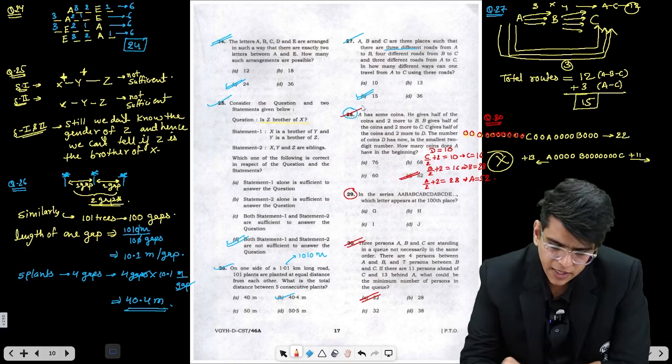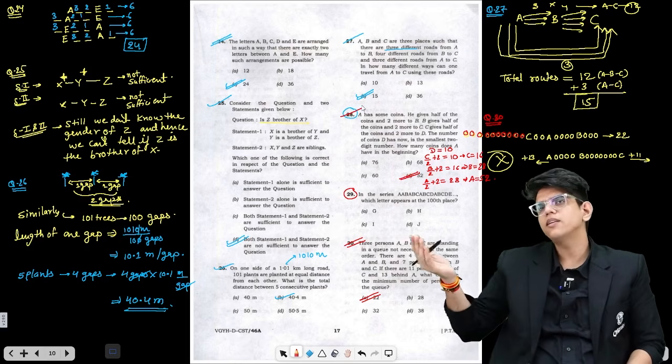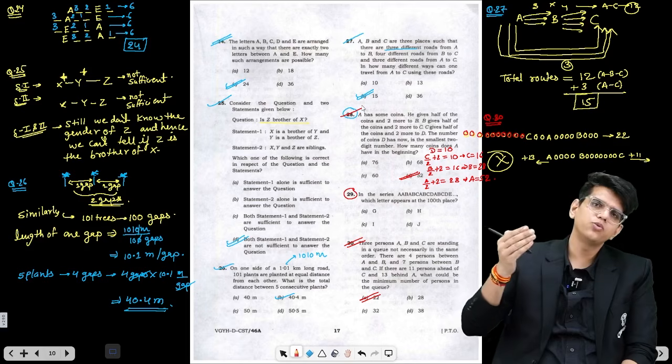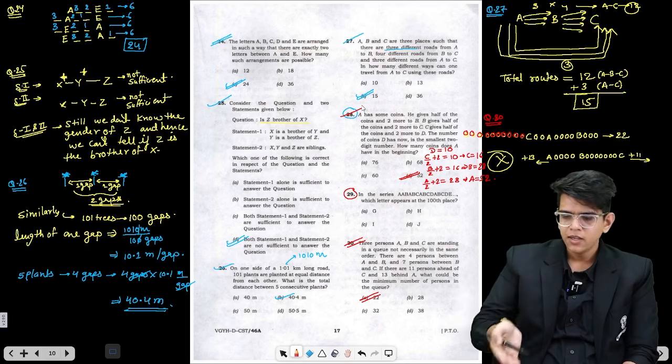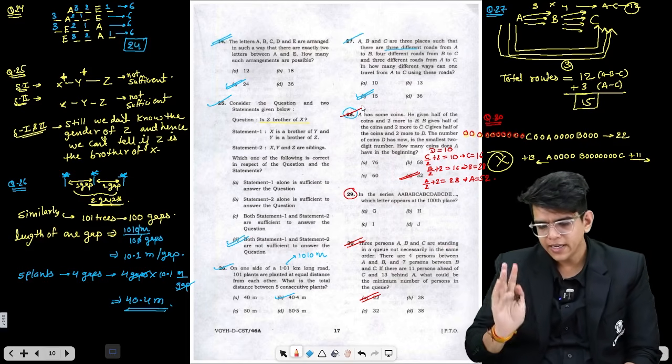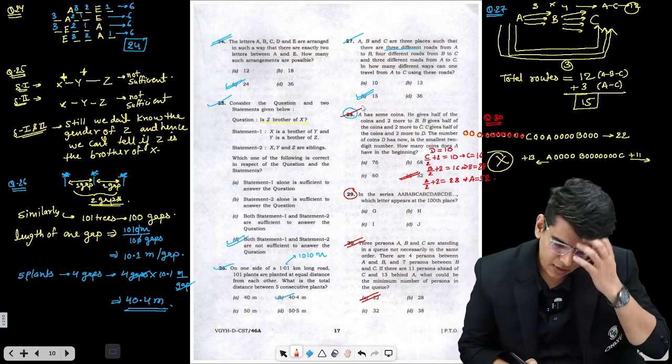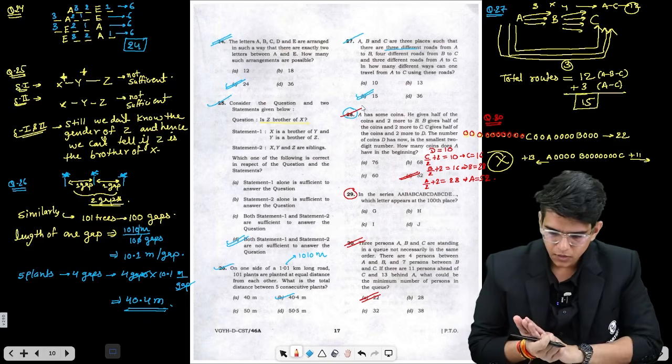Equation: D equals 10, C by 2 plus 2 equals 10, we will get C. B by 2 plus 2 equals some value, we will get B. A by 2 plus 2 is some value, we will get A. We needed to find A. A is 52. Okay.